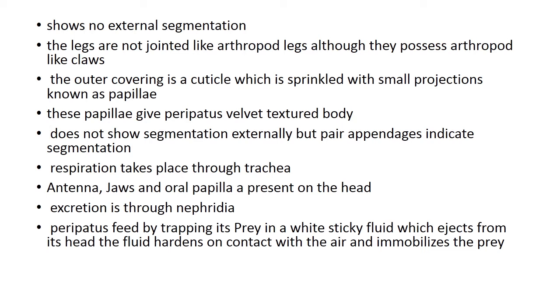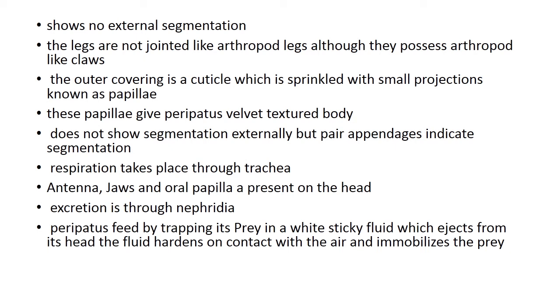It does not show segmentation externally, but paired appendages indicate that segmentation is there, and from each segment a pair of appendages arises. Respiration is by means of trachea. Antenna, jaws and oral papillae are present on the head. Excretion is through nephridia. Nephridia is the excretory organ in annelidans. Again, it's an annelidan character coming here.